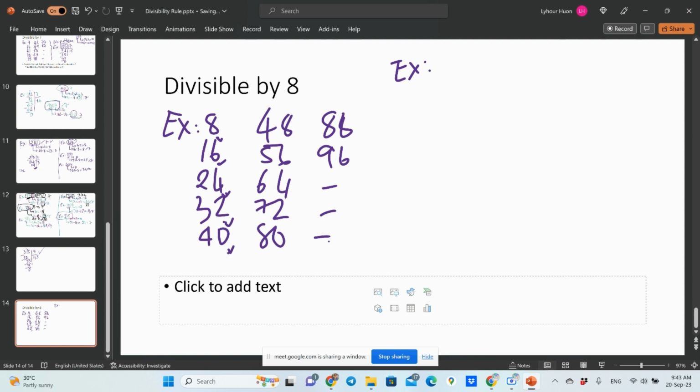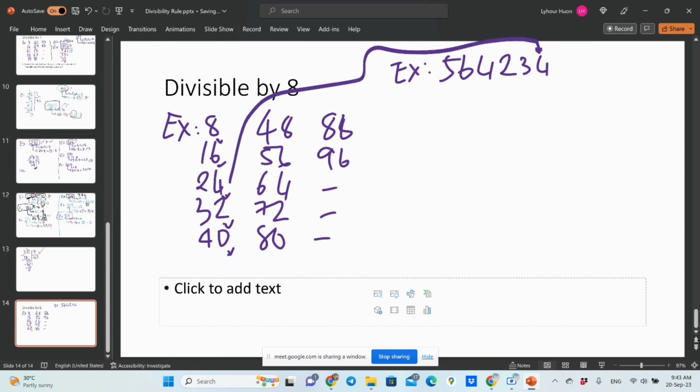Any number, a little large, not just two digits, like three or four digits. Maybe 56, 42, 34. Okay, now it ends with 4, right? If we follow this pattern and it ends with 4, will this be divisible by 8?